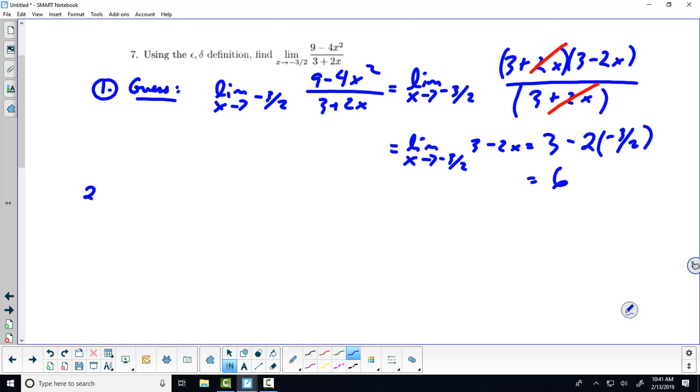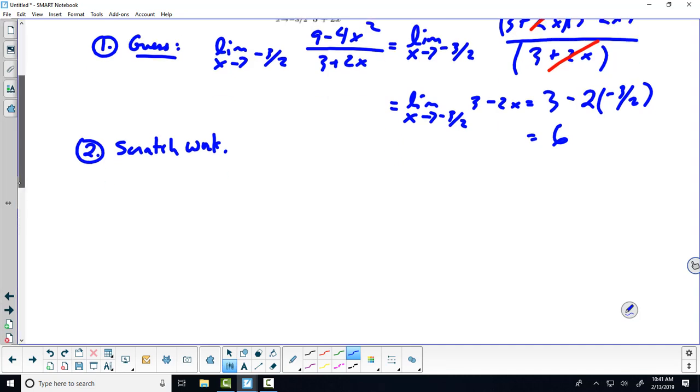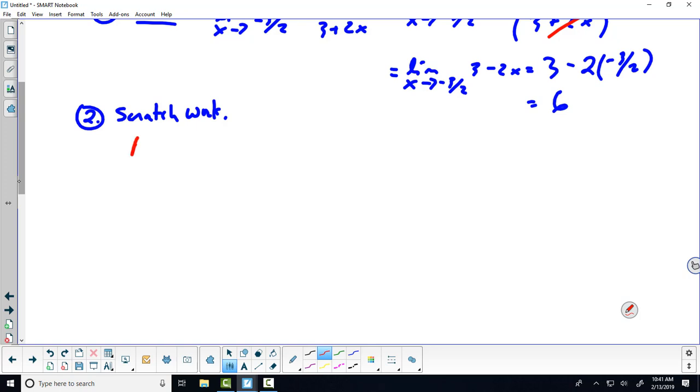The next thing I do is scratch work. I'm going to start off assuming, and this is important, my conclusion. I'm going to assume that the absolute value of f of x minus 6 is less than some given epsilon. The assumption is that it's already small enough. Then we're going to see what a consequence of that will be.